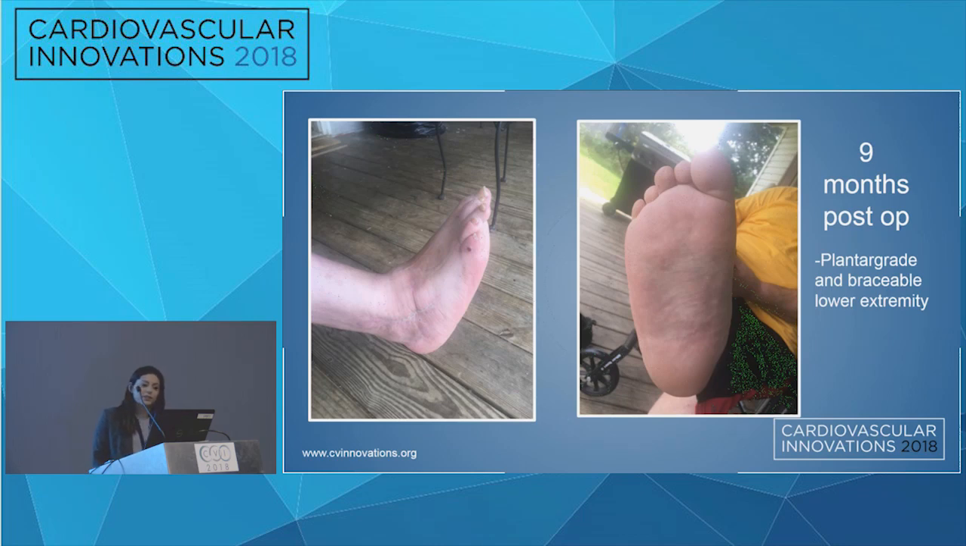It was a long journey for him, but he did elect to go for this procedure, and he knew that it's a time-consuming procedure, but at the end result, if it does go well, you do have a functional limb. Thank you.